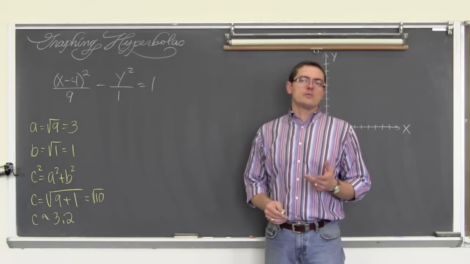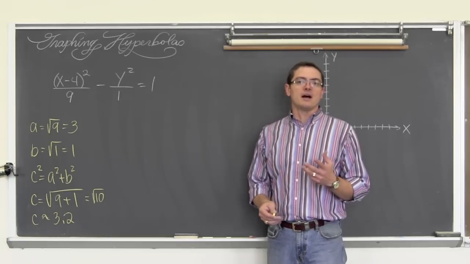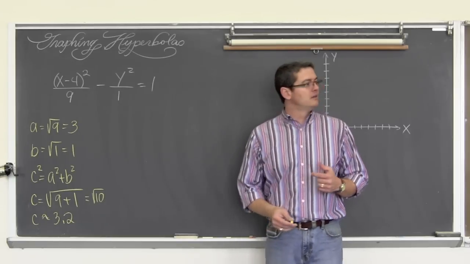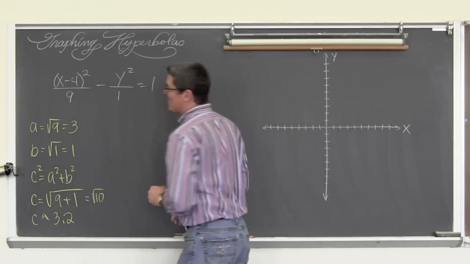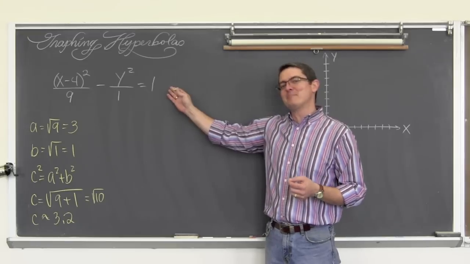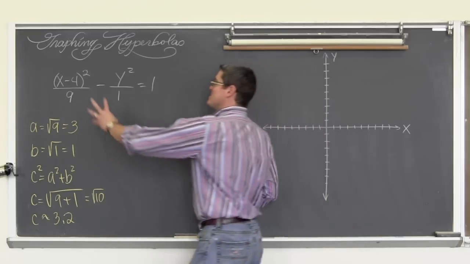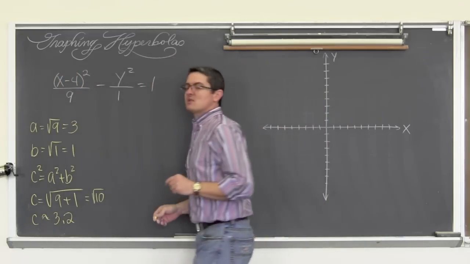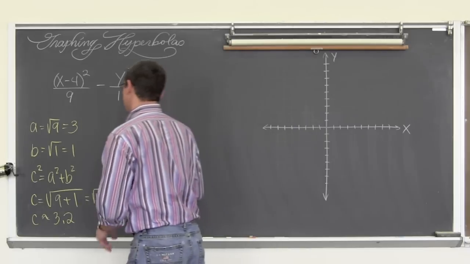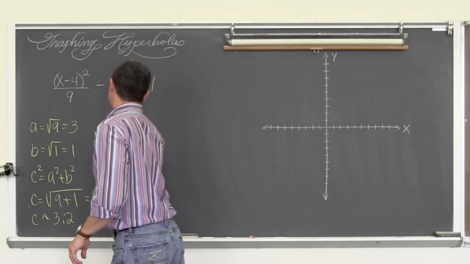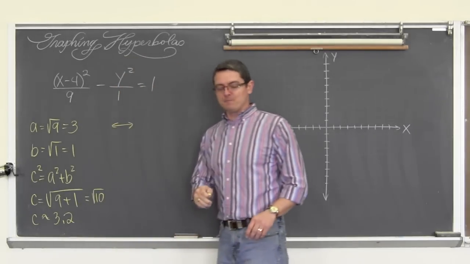Now, from this equation, we can also tell what direction the hyperbola is opening in. We have A, B, and C. Our positive fraction has an x in it. So the fact that our positive fraction has an x in it means these hyperbolas are going to be opening horizontally, like that.